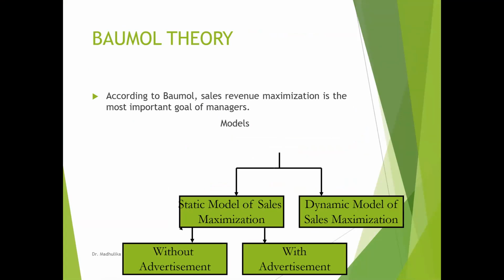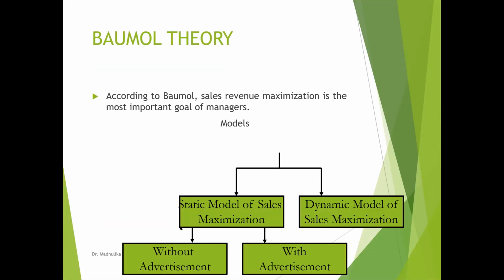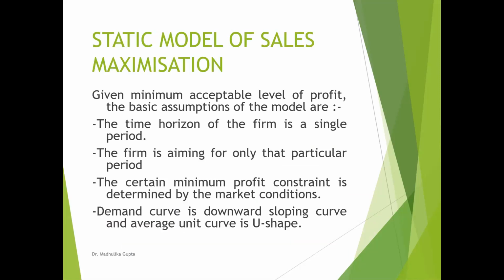So how the model goes: first is the static model of sales maximization, which again has two parts, without advertisement and with advertisement, and second is the dynamic model of sales maximization. Let's see them one by one. So, the static model of sales maximization. There are a few assumptions, as you know that in economics every law has some assumptions. Only if those assumptions are true, the law is true. So let's see what it is.